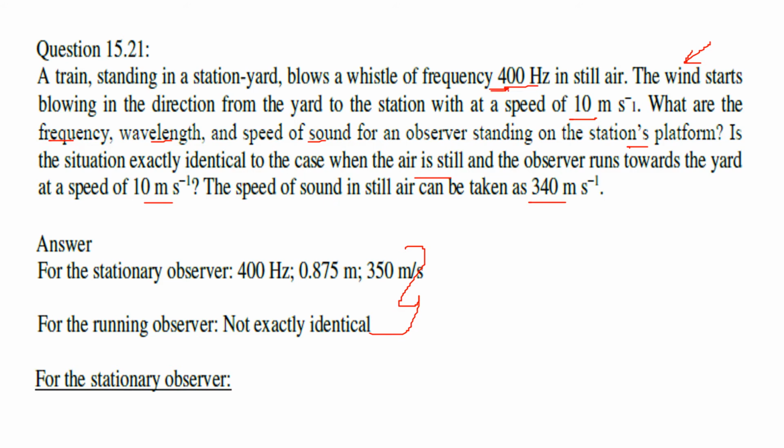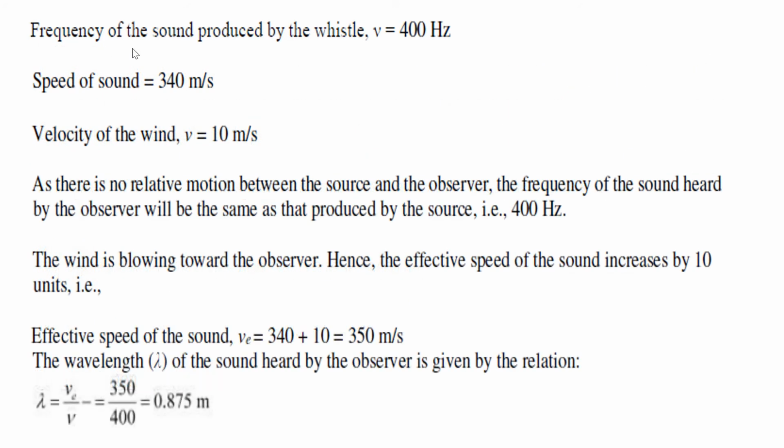You must remember these underlined values because we are going to use them directly. So the frequency of sound produced by the whistle is given, speed of sound is given, velocity of wind is given. Now, there is no relative motion between the source and the observer. So the frequency of sound which is heard by the observer will be exactly the same as that being produced by the source. So it will be 400 Hz only.